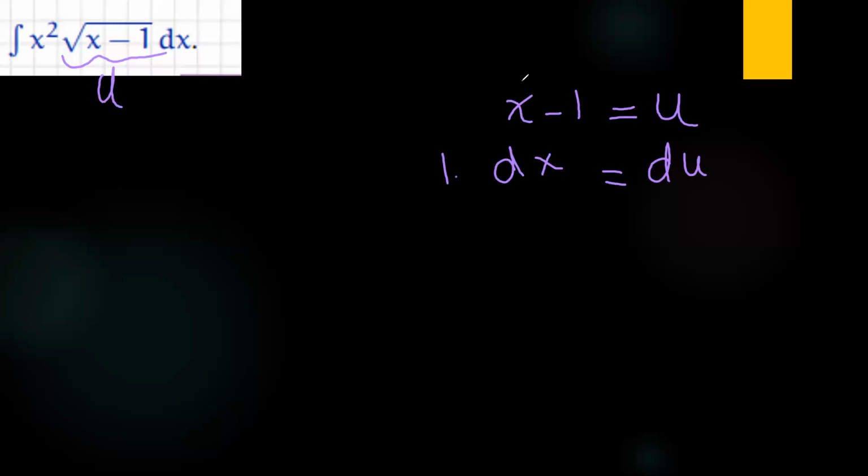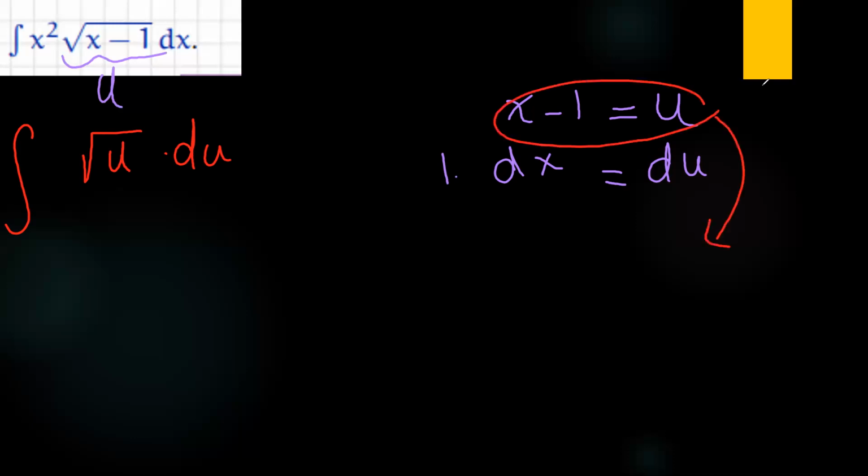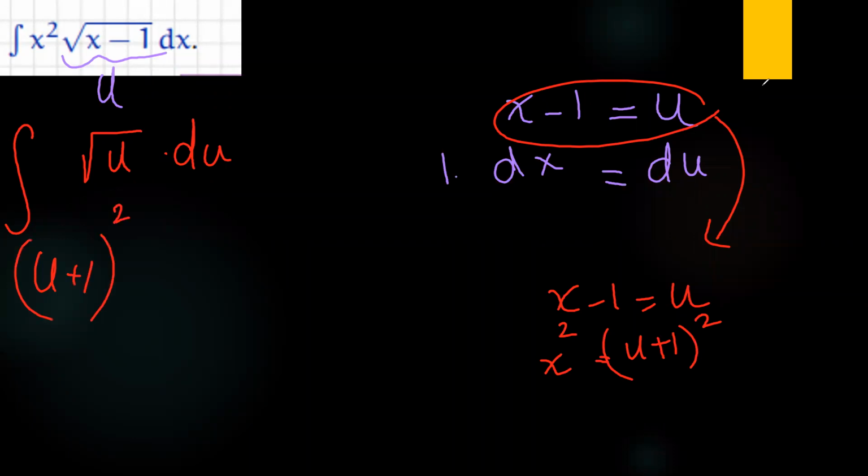Then here, the integration of u, du, and then what did we have here? We have x squared. For this x squared, I need now to replace it by u. Can I replace it? Yes. x minus 1 is u, so u plus 1 is x. So x squared will be u plus 1 squared. So now I have u plus 1 squared times the integration of the square root of u du. Then continue.